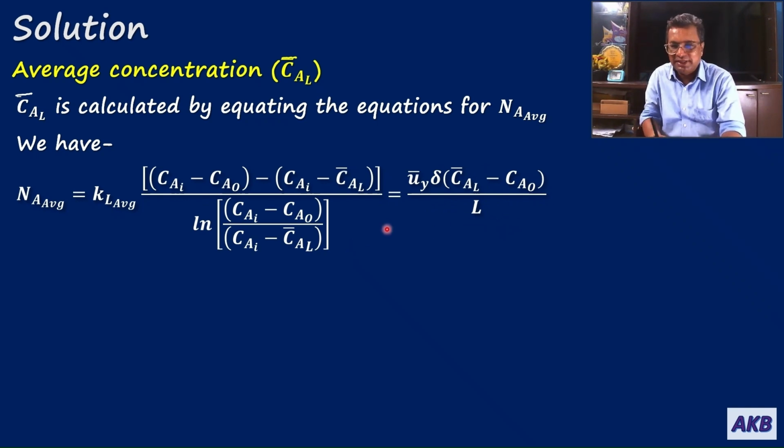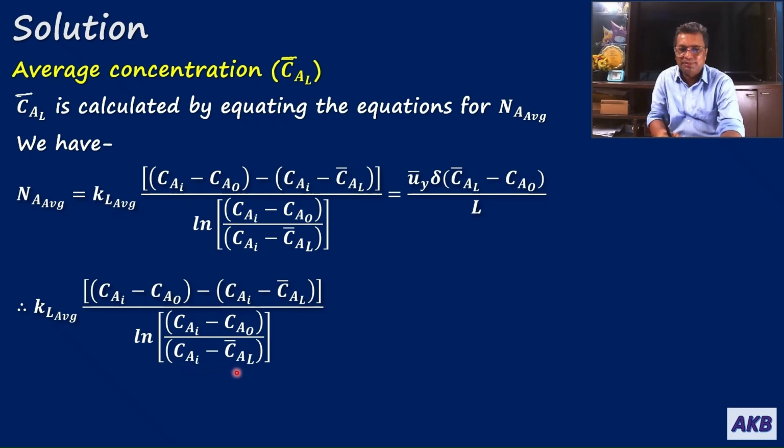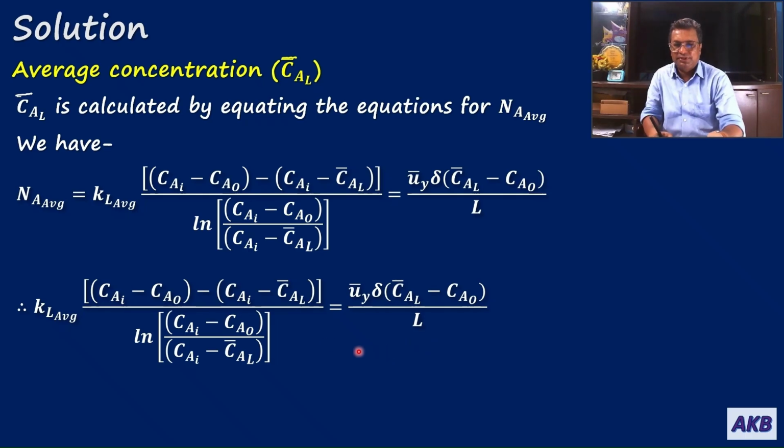And again, you need to know that we have considered the width of the film is 1. We are doing the calculations per meter width of the film. So that is, you have KL average into CAI minus CA naught minus CAI minus CAL bar divided by ln of CAI minus CA naught divided by CAI minus CAL bar. That is equal to UY bar into delta into CAL bar minus CA naught divided by L. Let us continue with this.